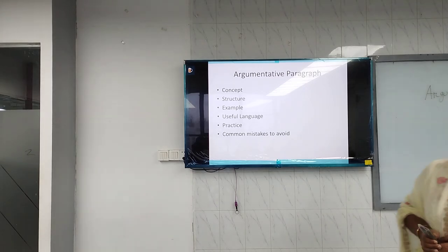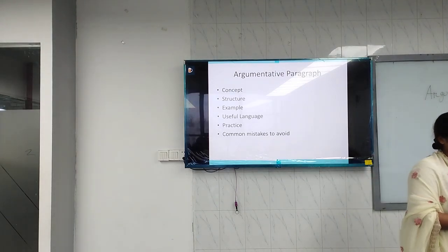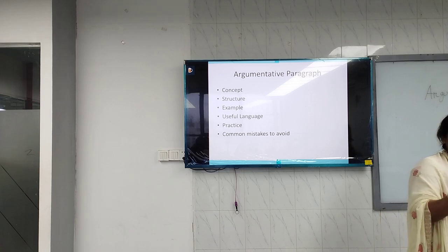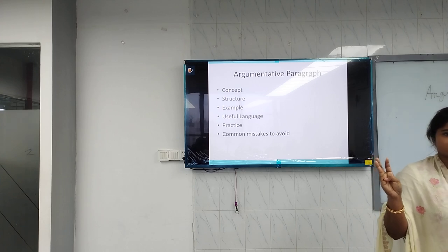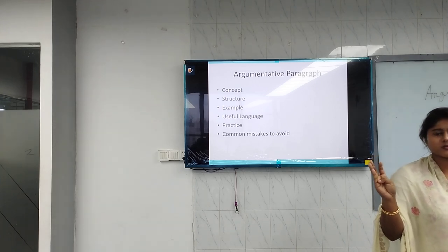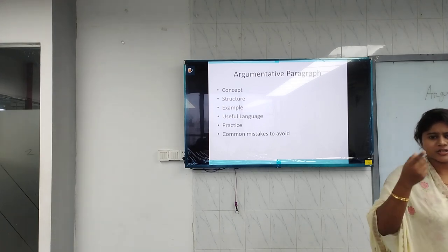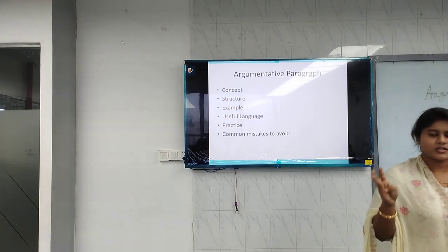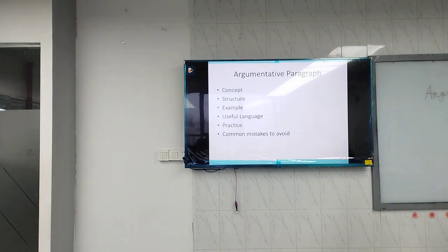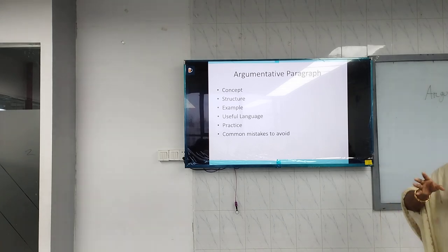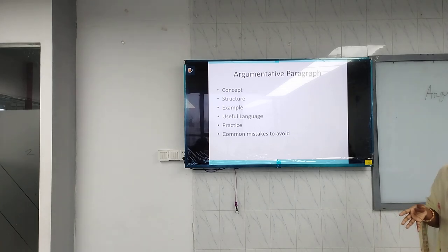Today we are going to talk about the argumentative paragraph. So far we have seen different types of paragraph. How many paragraphs have we come across? Four. One is the descriptive or narrative paragraph, then compare and contrast paragraph, number three cause and effect paragraph, number four, another one is the category based, classification based paragraph.